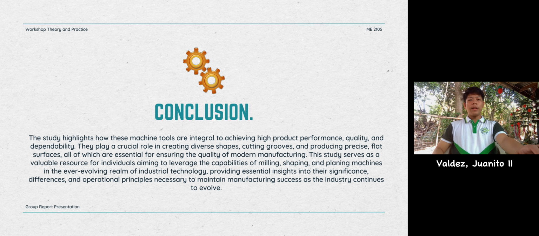In an ever evolving landscape of manufacturing technology, this report serves as a beacon of knowledge. It is a valuable resource for individuals seeking to harness the capabilities of milling, shaping, and planing machines. It not only highlights the importance of these machines, but also offers crucial insights into their working principles, mechanisms, and differences. As the industry continues to advance, this knowledge remains paramount in ensuring the continued success of manufacturing processes.